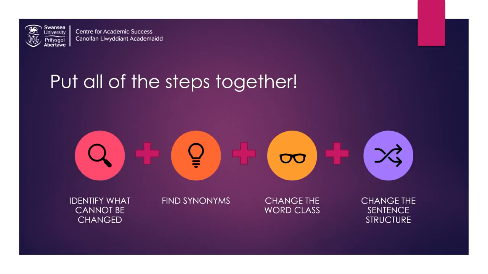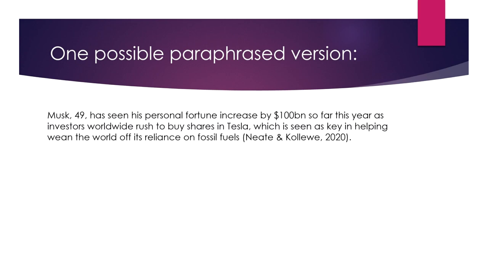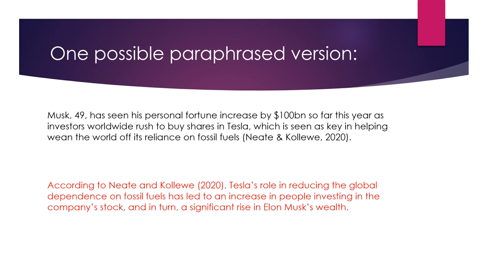Now, let's put all of these steps together to produce a fully paraphrased version of the original sentence. Here's our original, and here is our paraphrased version. According to Neat and Kalu, Tesla's role in reducing the global dependence on fossil fuels has led to an increase in people investing in the company's stock and, in turn, a significant rise in Elon Musk's wealth.